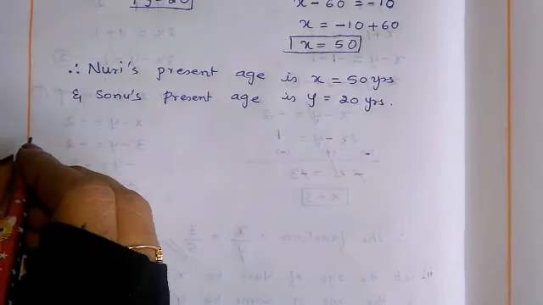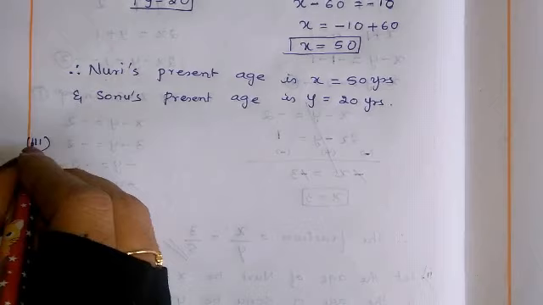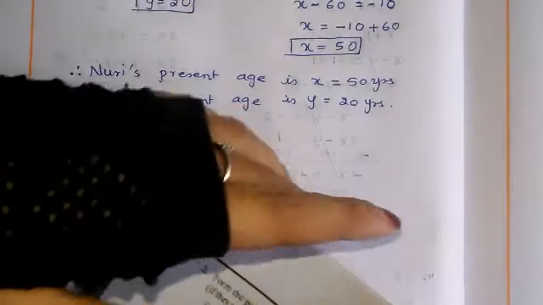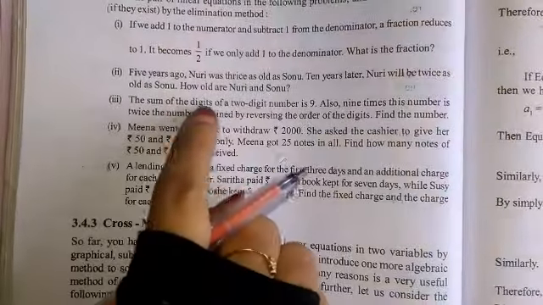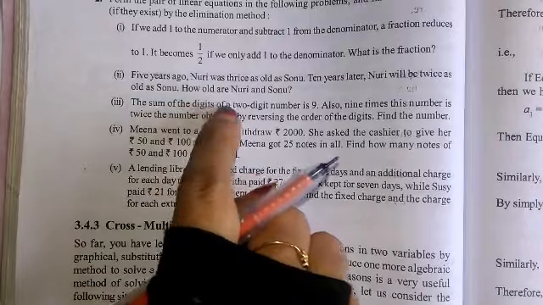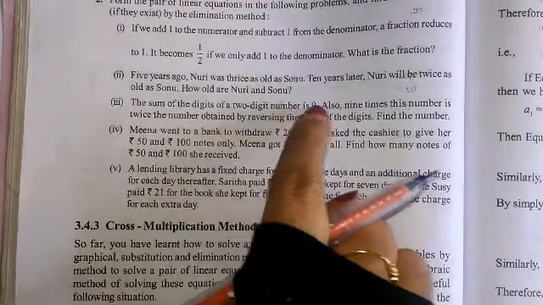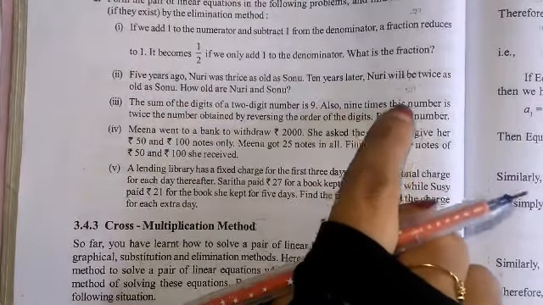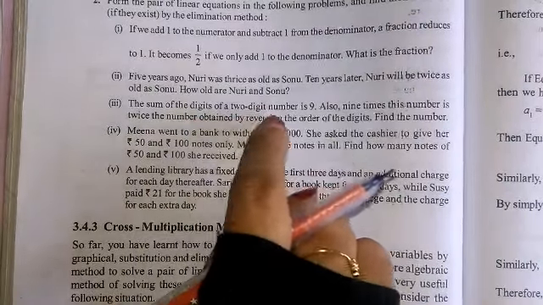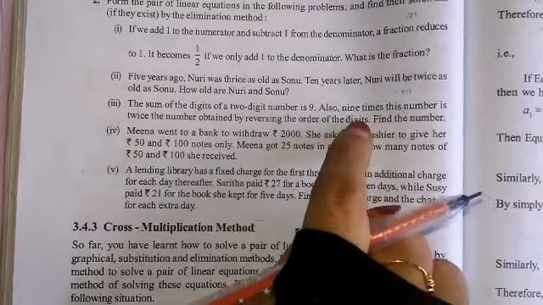Let me do the third problem. So, the third question, let us see. The sum of the digits of a 2-digit number is 9. Also, 9 times this number is twice the number obtained by reversing the order of the digits.